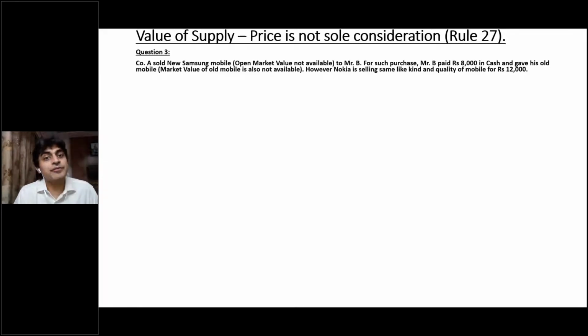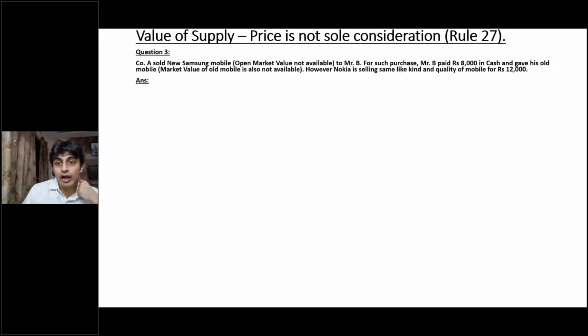Company A sold a new Samsung mobile whose open market value is again not available to Mr. B. For such purchase, the buyer gave 8,000 in cash, plus he gave his old mobile. Now, the new Samsung mobile has no market value, and the old mobile I have received also has no market value. However, Nokia is selling the same like, same kind and same quality of mobile.